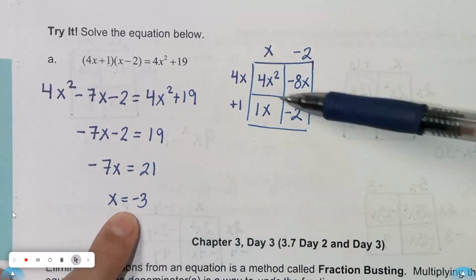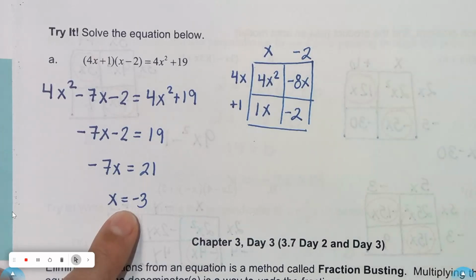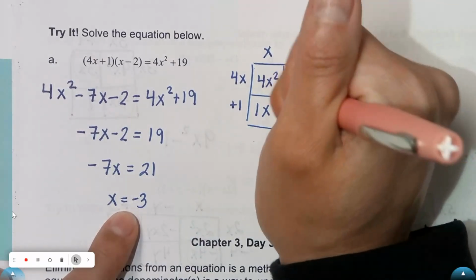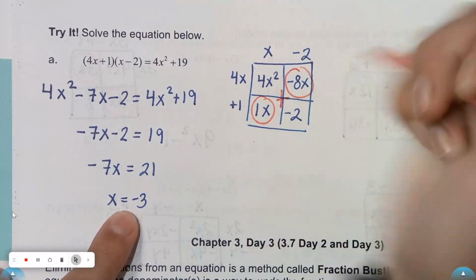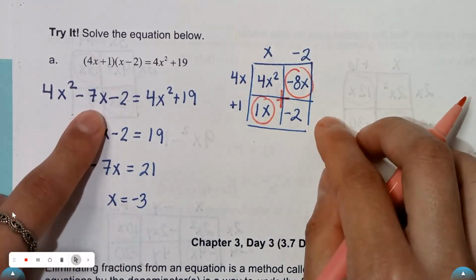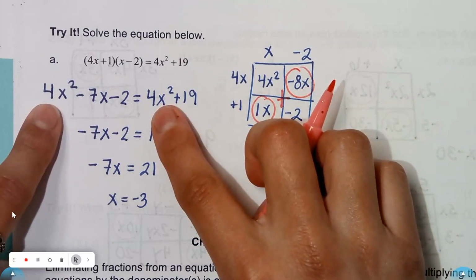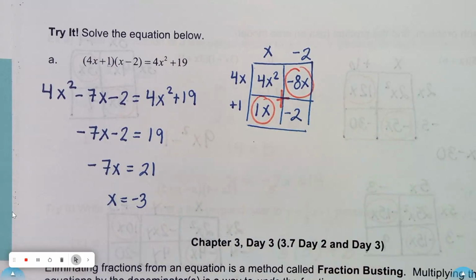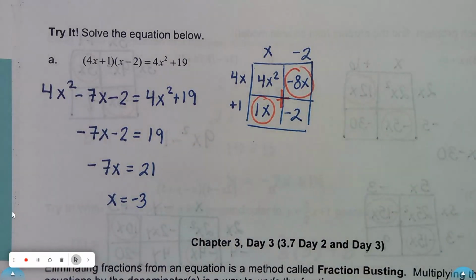Okay, so here's my box, right? I multiplied everything out. I combine my like terms. These are my like terms. Okay, I get negative 7. My squared terms will cancel out. And then from there, I just solve for x like normal, and I get negative 3. And that's where we're going to stop today, and then we'll pick up day 3 tomorrow.